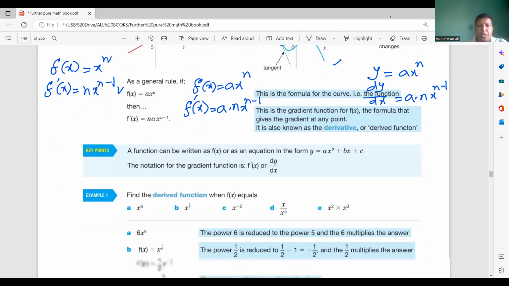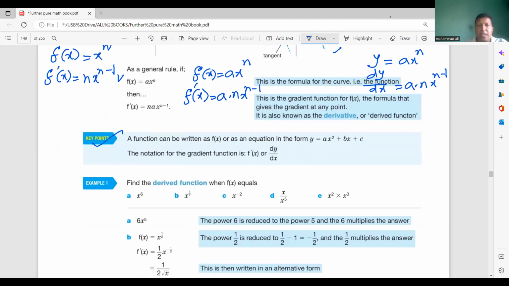Now see, a function can be written as f(x) or as an equation in this form. The notation of the gradient function is f prime x or dy by dx. A function we can mention as f(x) or y. When we find the gradient, we will write f prime x or dy by dx. These are the basic things. We have to know these things.